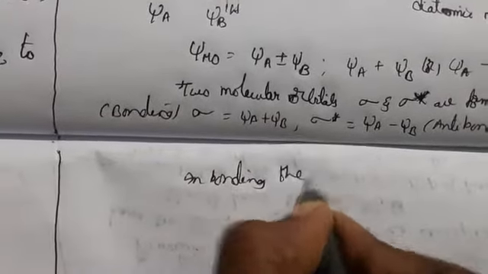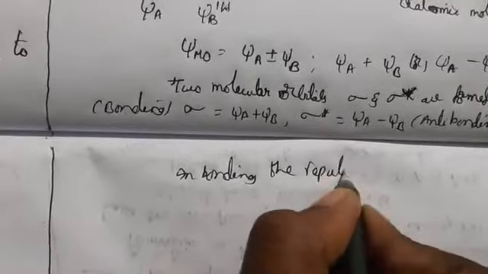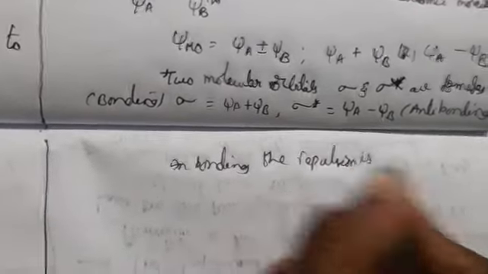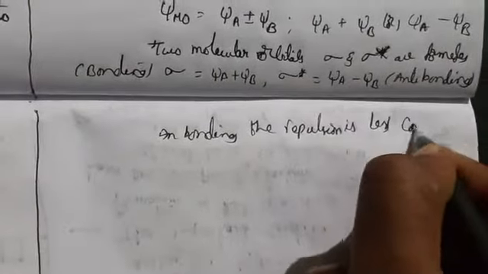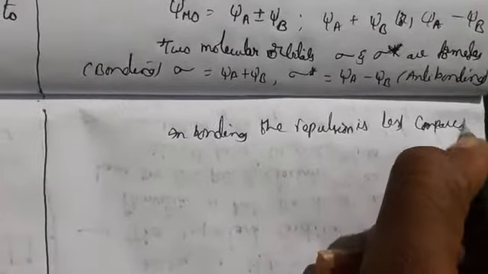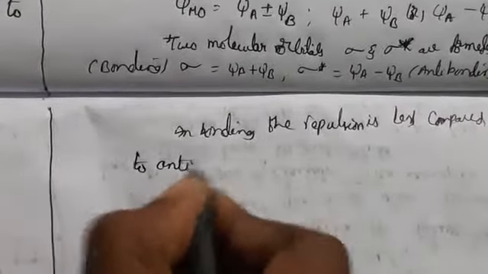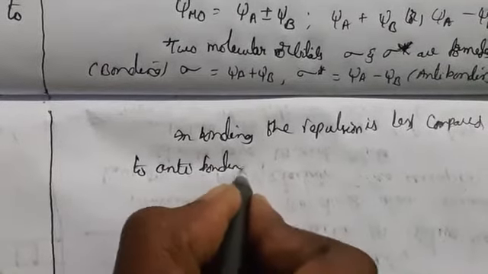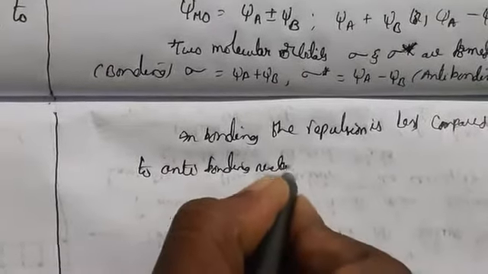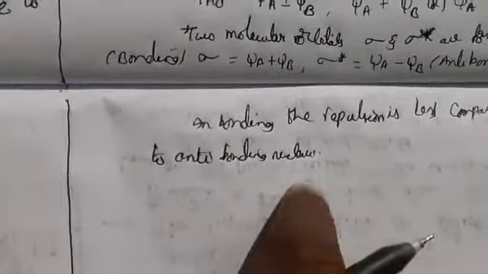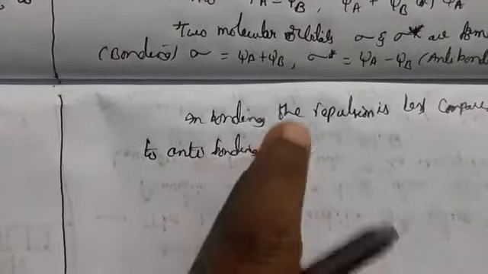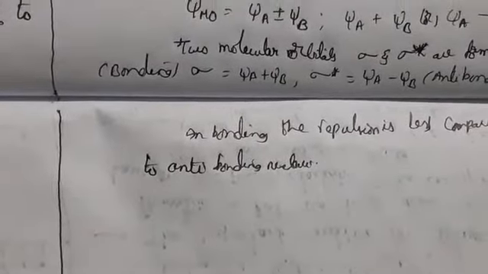So in bonding, the repulsion between the nuclei is less compared to anti-bonding. In anti-bonding, there is a nodal plane in the space, with electron density zero between the nuclei, and repulsion.